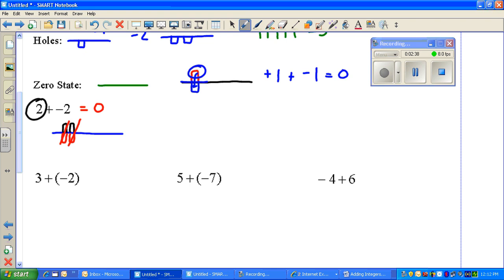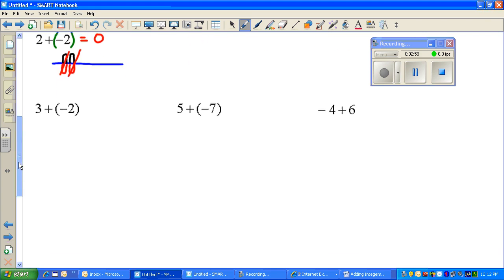Now if we look at this problem, a lot of math teachers have trouble with those 2 signs written next to each other, with the positive and the negative written next to each other. That is really okay. Sometimes we like to separate it out, and that helps us visually see that I have 2 holes. The negative means 2 holes.